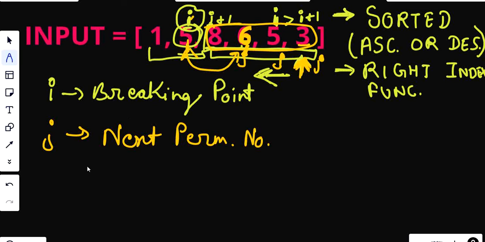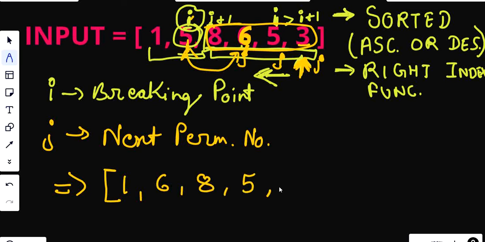It became a bit messy, so let me just write it down here. So what will be the case is 1, 6, 8, 5, 5, 3. This is the current state after swapping my I and J value, right? Now our permutation is a bit different from what we got and it is greater. But is this the next permutation? No. Why?